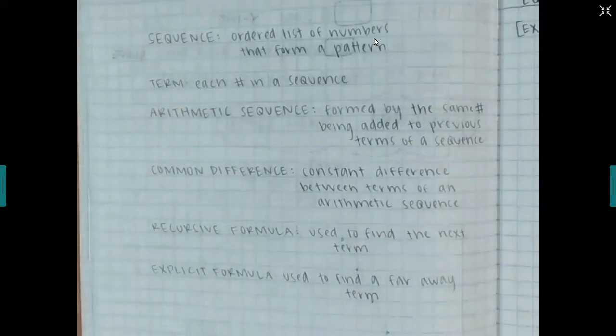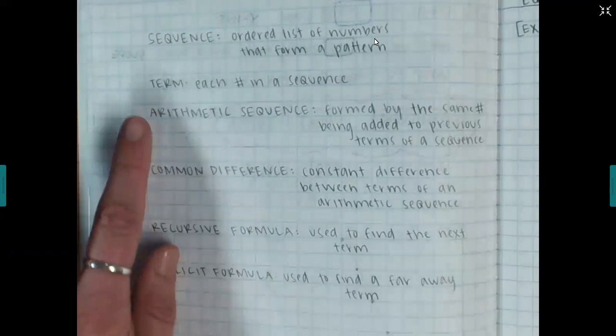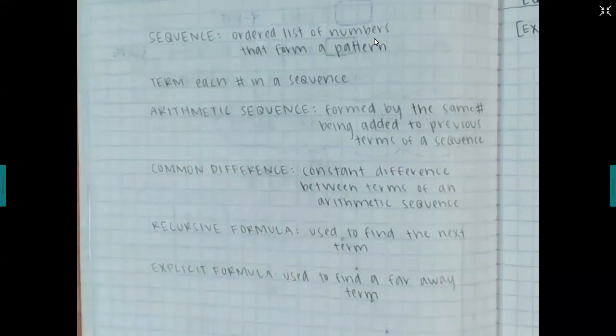A sequence is an ordered list of numbers that form a pattern. So what you're going to see is basically just a list of numbers, and we're going to look for that pattern in the sequence. And the term is each number in that sequence. So we'll see what that looks like here in example 1.